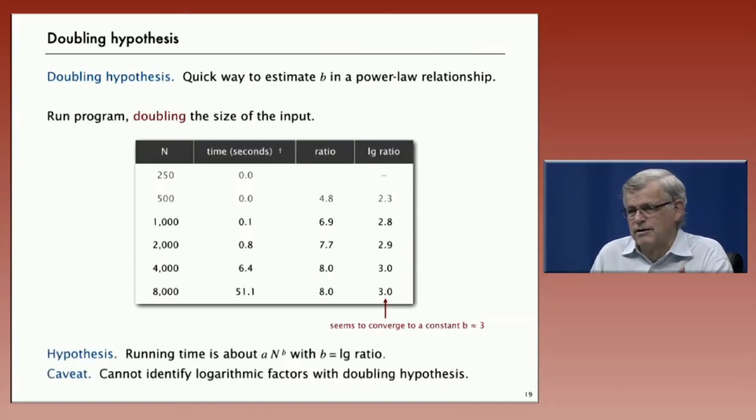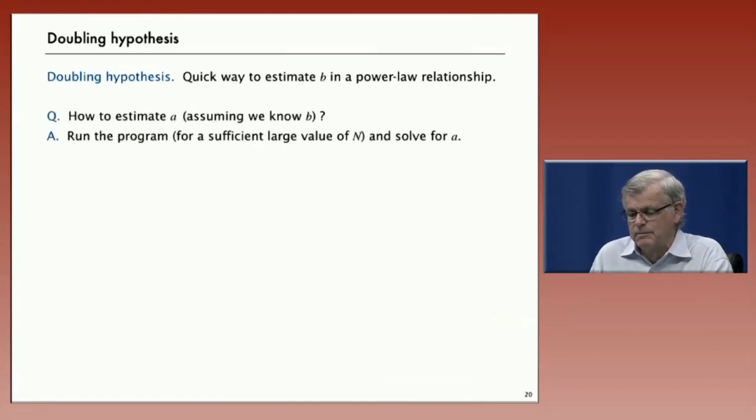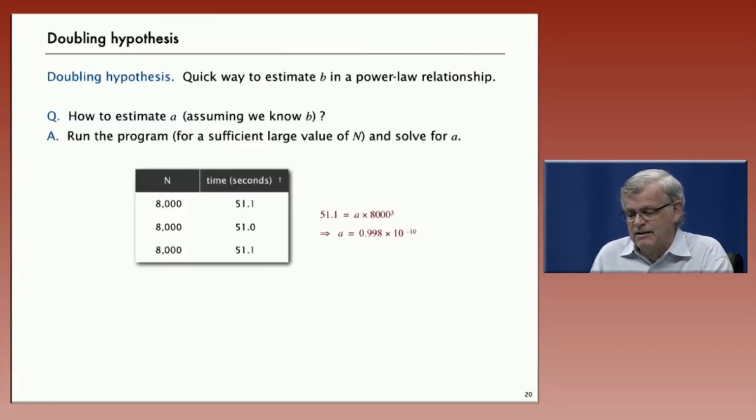And just need a little math to check that one, but that's a very easy and natural way to go ahead and predict running times. So that's what I said before: we have this quick way to estimate B in the power law relationship. How do we estimate A? Well, we can just run it and solve for A.